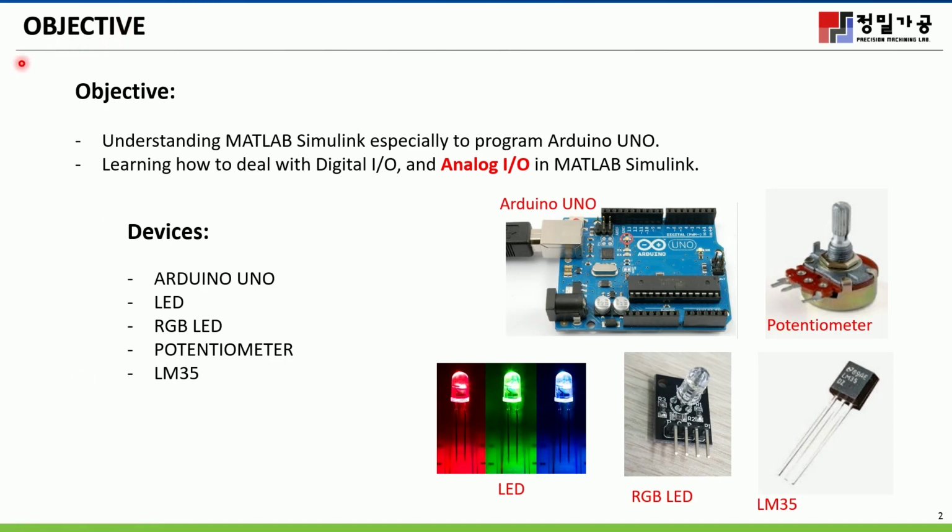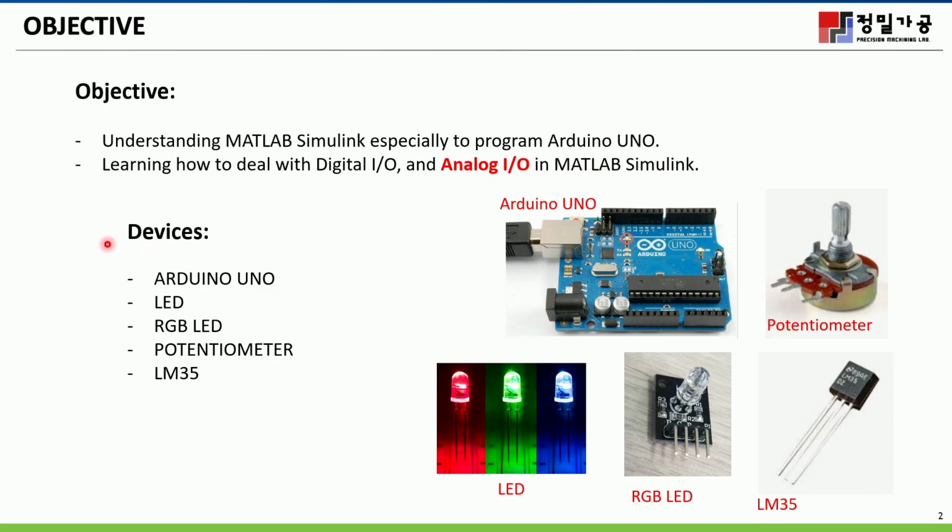Okay, next is objective. Understanding still Matlab Simulink, especially to program Arduino Uno, and to deal with the analog input-output. In previous lecture, we studied a digital input-output, right? I hope you understand a digital input-output. Now, we are going to study analog input-output in Matlab Simulink.